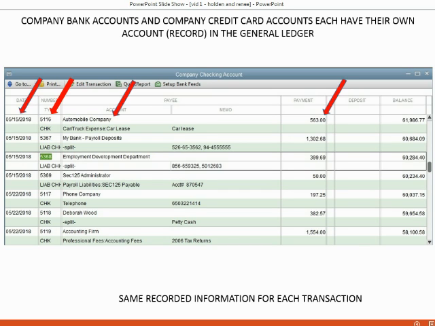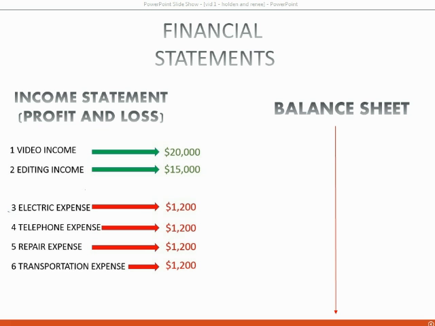This type of format was popular in the days before the computer, and it looked like a book called The Bank Account Register. Now I can finally show you what these financial statements would look like. The two most common financial statements are the income statement, shown here on the left, and the balance sheet, which I will show you in a moment, here on the right.